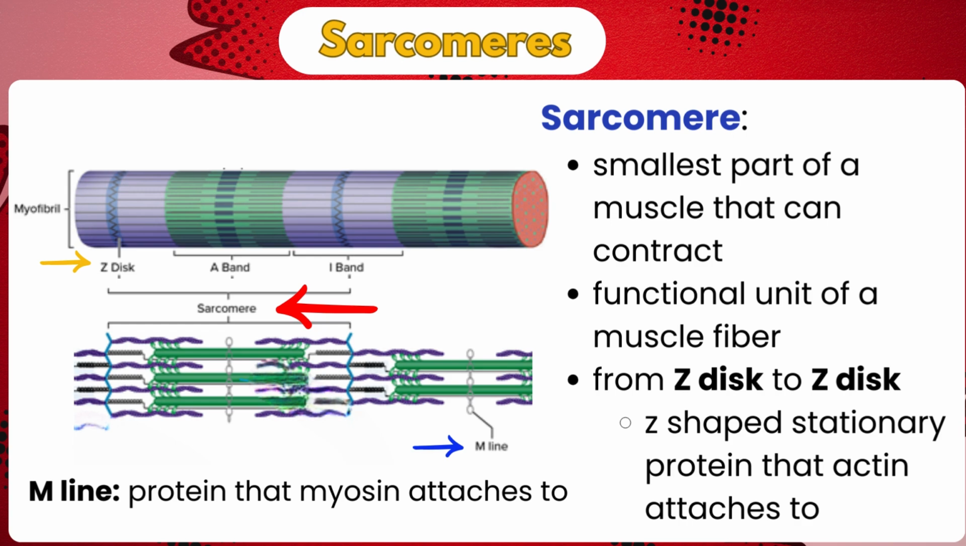M lines are the proteins that myosin attaches to. The blue arrow in the bottom image shows where the M line is located. You can see the green-colored myosin attached to the M line.